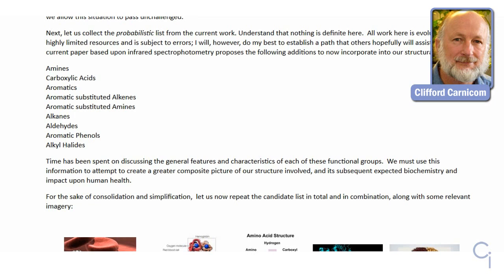It's arbitrary in terms of where the cutoff is on this. I have a list which can include some other items, most definitely, but I cut it off about 2/3 of the way down the list just to include those that would appear to be most likely, most probably identified here. I'll read that list very quickly. Right now that list is that of amines and carboxylic acids and aromatic substituted alkenes, aromatic substituted amines, alkanes, aldehydes, aromatic phenols, and alkyl halides.